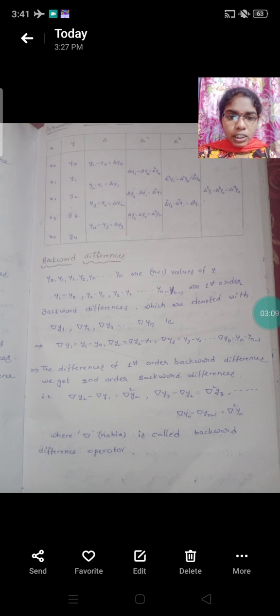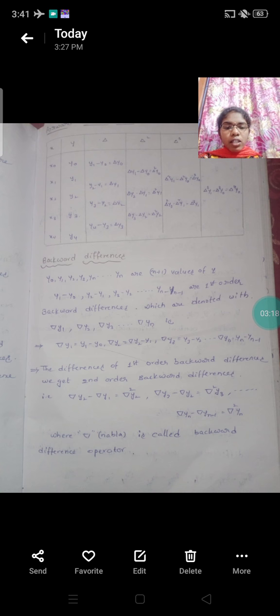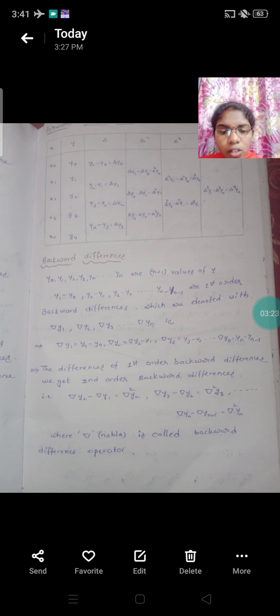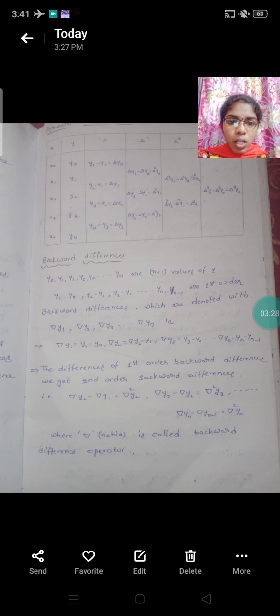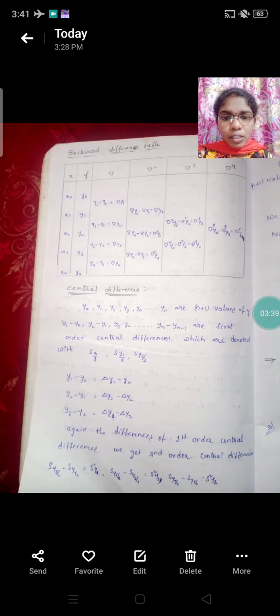The differences of first order backward differences give second order backward differences. Nabla y2 minus nabla y1 equal to nabla square y2. Nabla y3 minus nabla y2 equal to nabla square y3. Nabla yn minus nabla yn minus 1 equal to nabla square yn. Here nabla is called the backward difference operator. So we can create the table for those values.